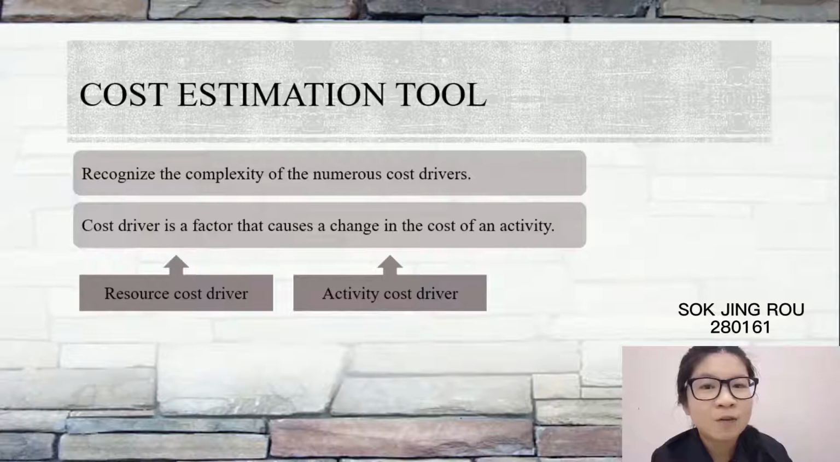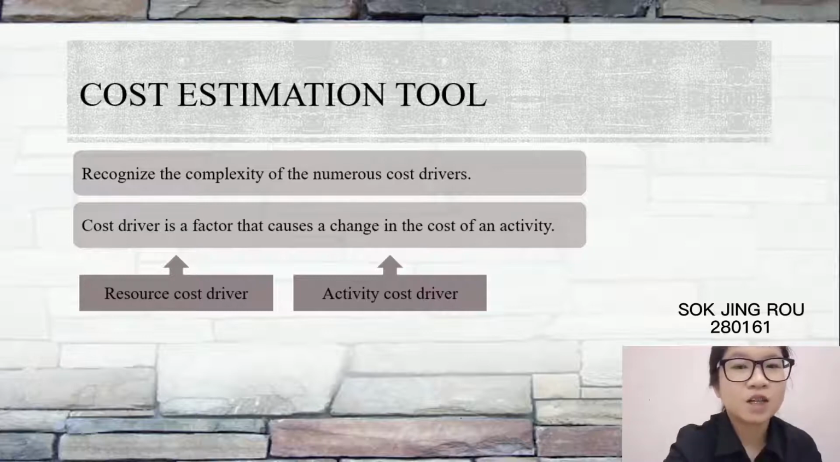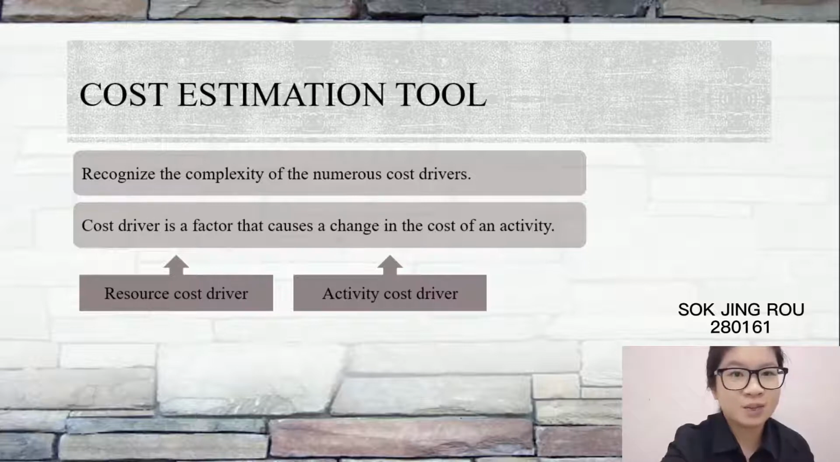Nowadays, the complexity of many businesses has increased due to the wider product or service varieties, shorter product life cycles, a greater emphasis on quality, and more complicated production process. Cost estimation can be made by using the activity-based costing system to recognize the complexity of numerous cost drivers. The transaction-based calculation is used rather than the volume-based calculation in this system. A cost driver is a factor that causes a change in the cost of an activity.